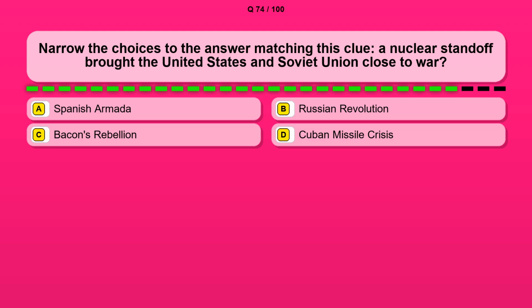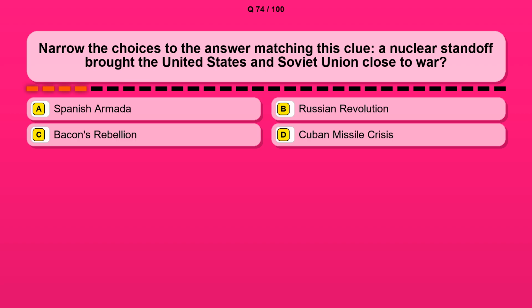Question 74. Narrow the choices to the answer matching this clue. A nuclear standoff brought the United States and Soviet Union close to war. Option A, Spanish Armada. Option B, Russian Revolution. Option C, Bacon's Rebellion. Option D, Cuban Missile Crisis.